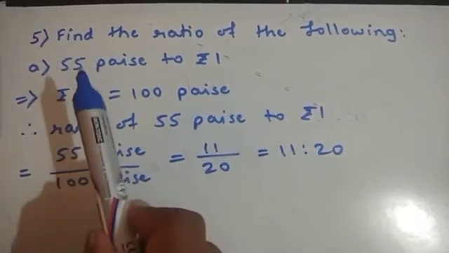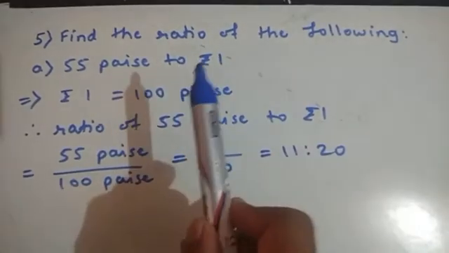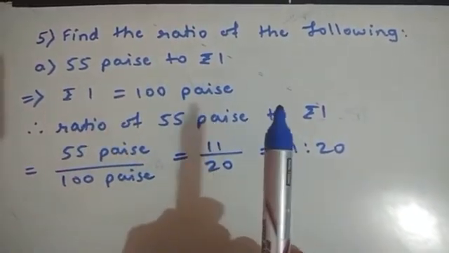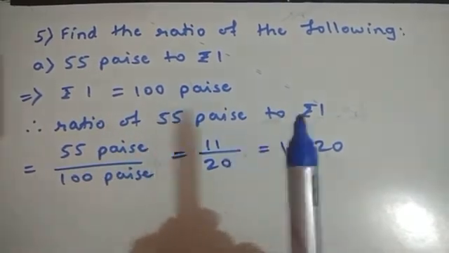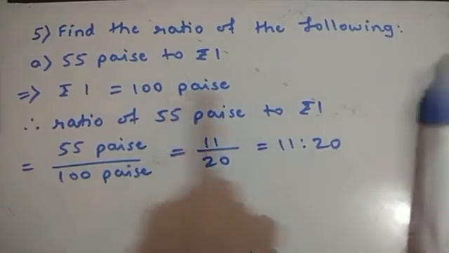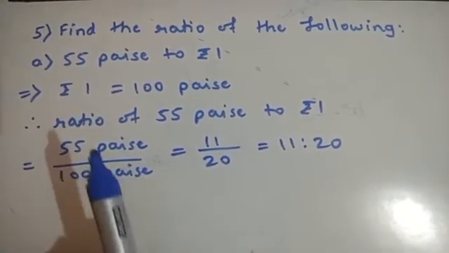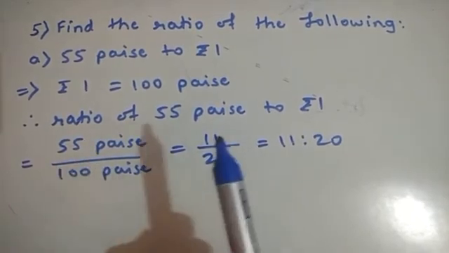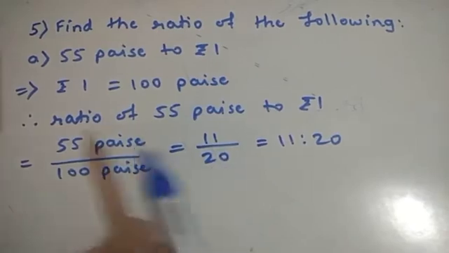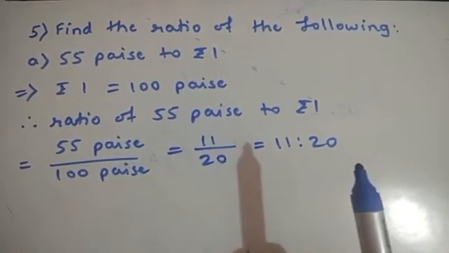Now here one number is in paise, another number is in rupees. So first convert that rupees into paise. Therefore ₹1 means we know that 100 paise. Therefore the ratio of 55 paise to ₹1 means we have to find the ratio of 55 paise to 100 paise. So 55 paise upon 100 paise, both numbers we can divide by 5. So 5 11s are 55 and 5 20s are 100. Therefore paise got cancelled. Therefore 11 upon 20 we can write as 11:20.